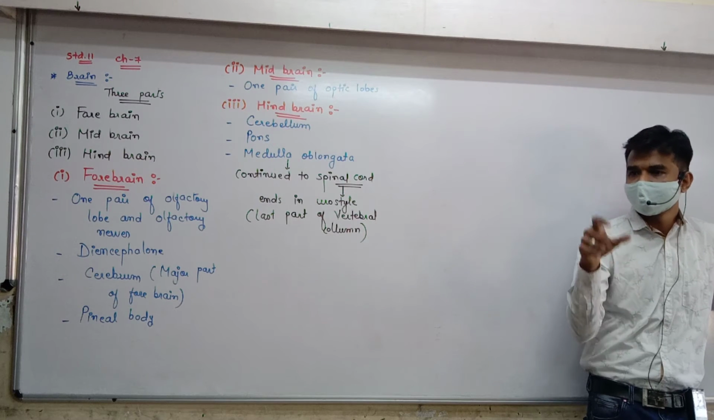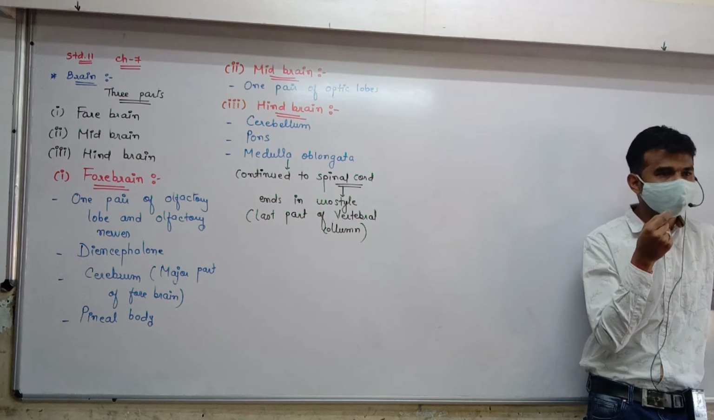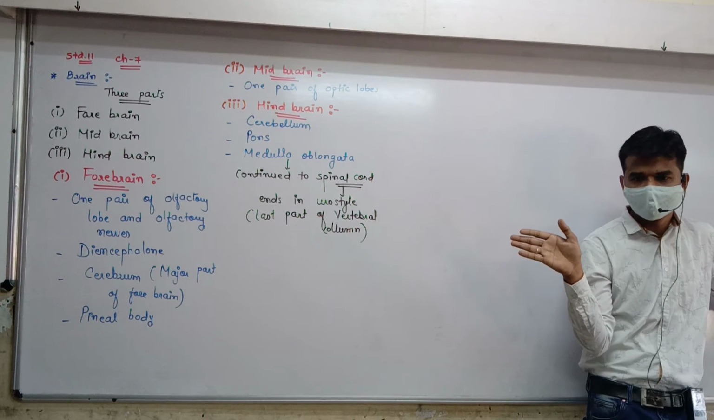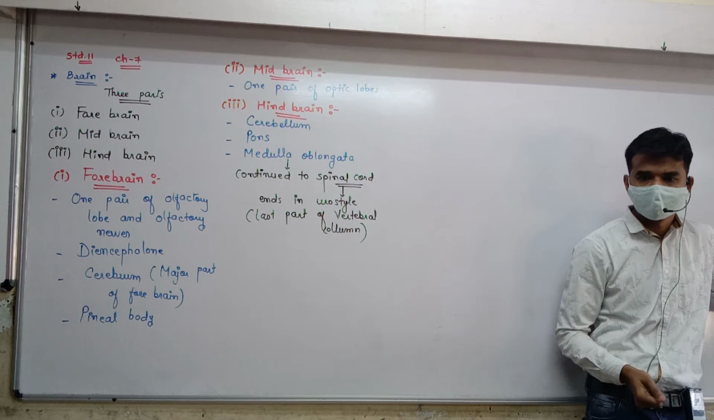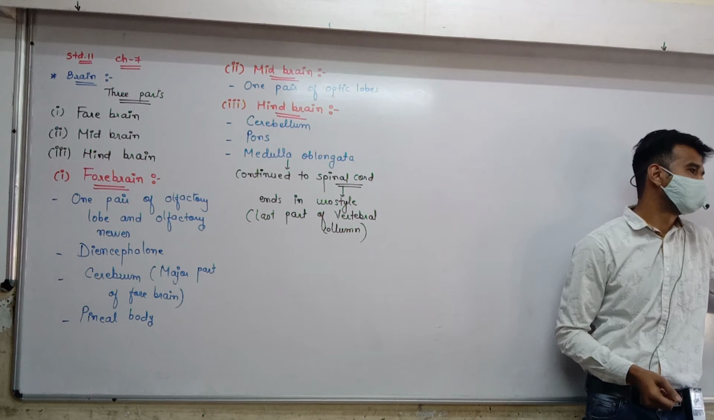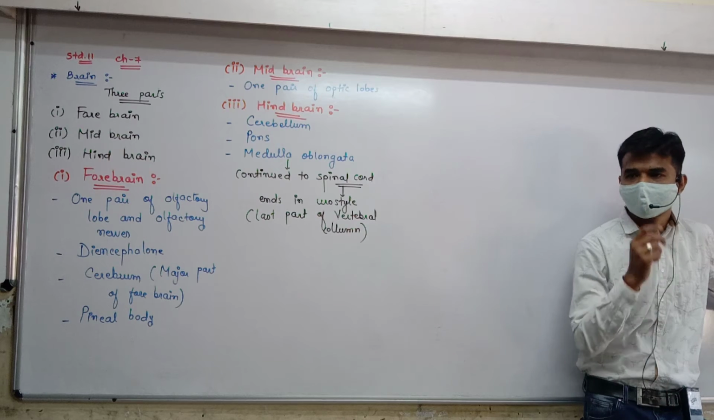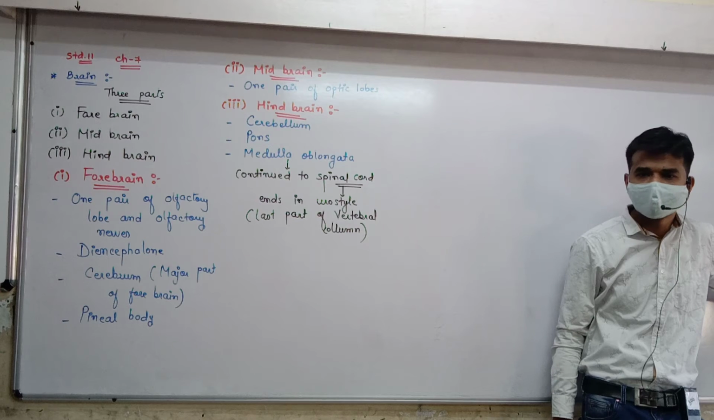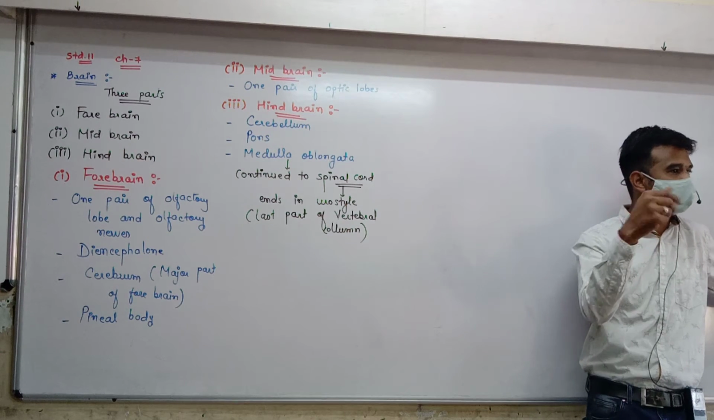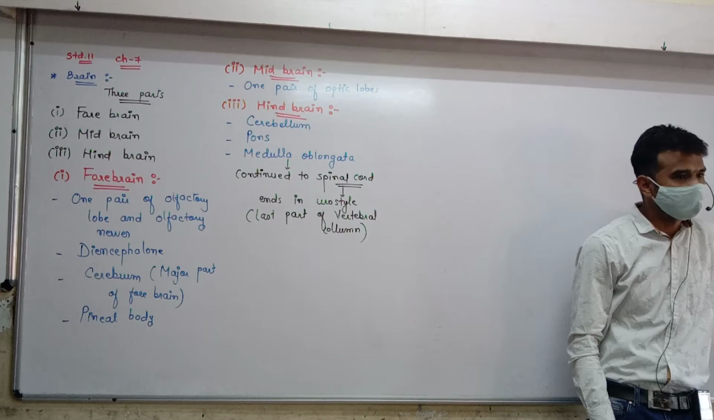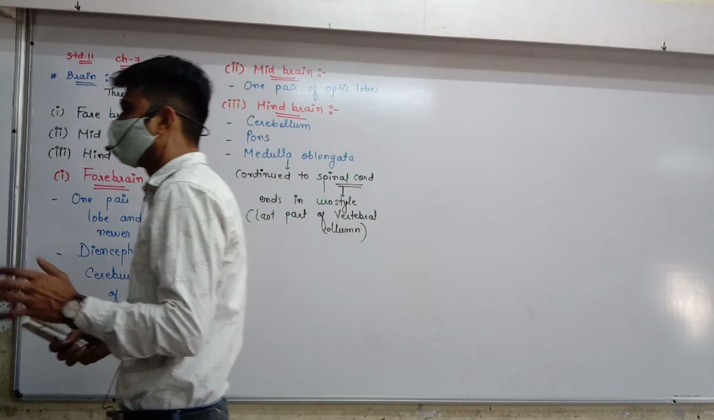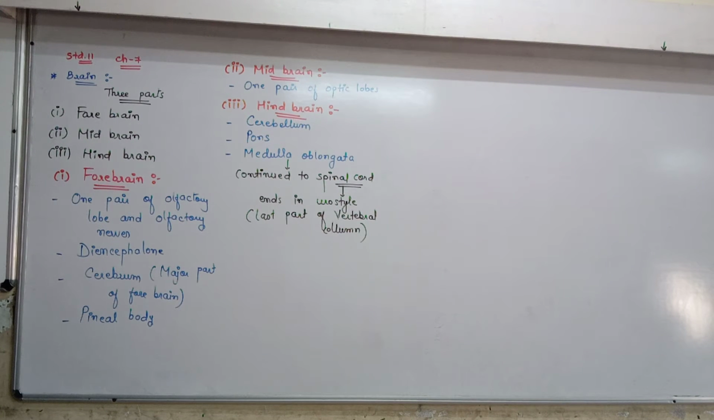Along with that, the cerebellum consists of the cardiac center as well as the respiratory center. So if the cerebellum is affected, then the frog will die. Some respiratory centers are also located in the pons, and then it is continued in the medulla oblongata, and the medulla oblongata is continued to the spinal cord. Spinal cord ends in the urostyle. Urostyle is the end part of the vertebral column. Right?